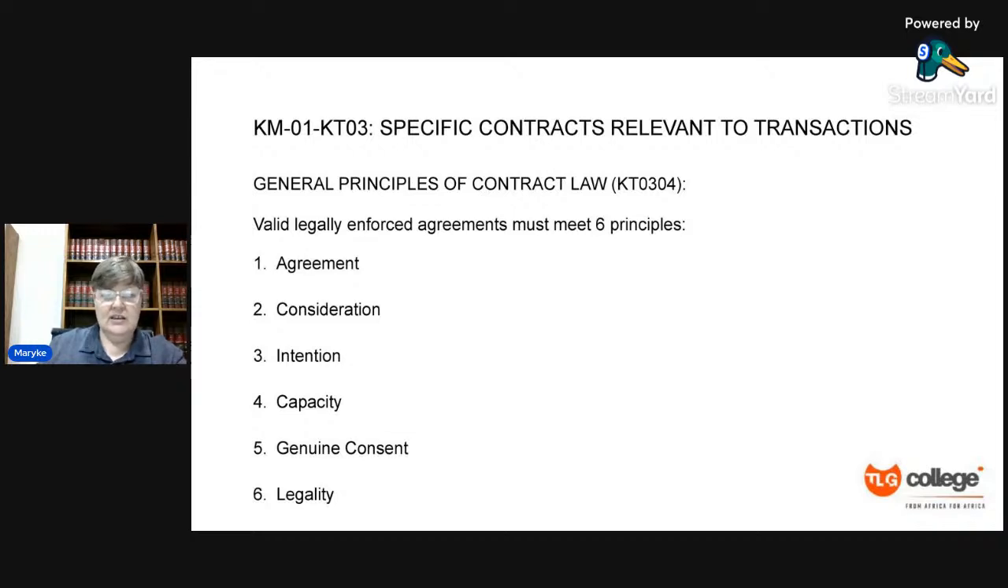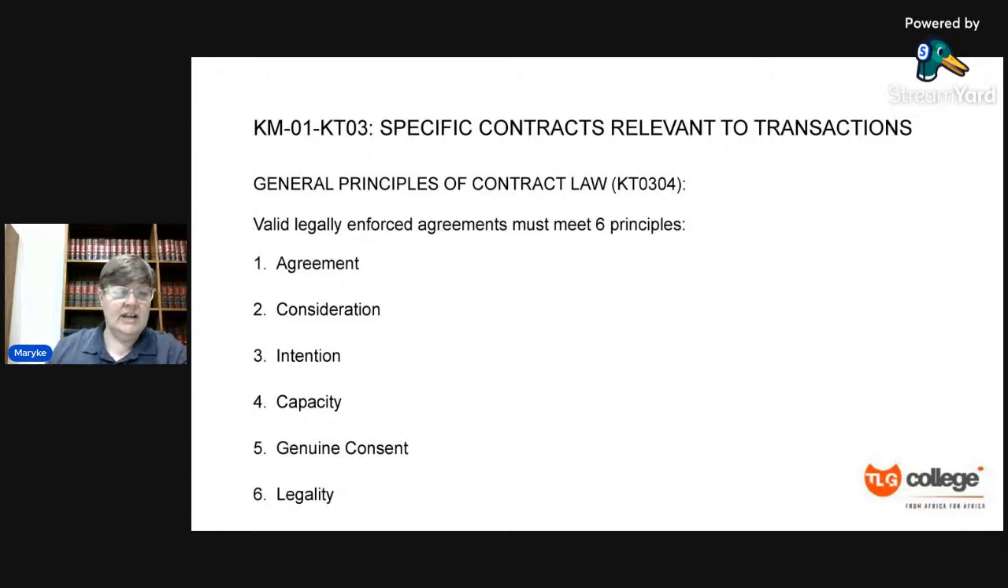So if we just call it out in layman's terms, one party must make a clear offer and the other party must accept it, right? So that is that first step in having a legally enforced agreement. There needs to be an agreement in writing, signed, offer made, accepted by the other party, right?